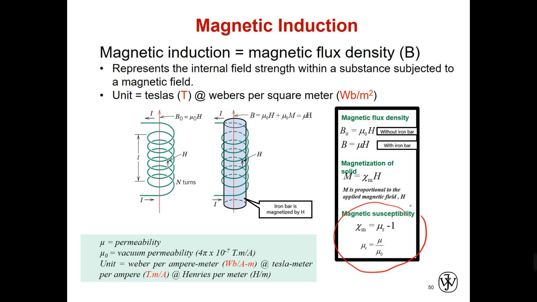We know that mu is permeability, and mu 0 is the vacuum permeability, around 4 pi times 10 to the power of negative 7 Tesla meter per ampere. The unit for permeability will be Weber per ampere meter, or Tesla meter per ampere, or Henrys per meter. Sometimes they use Henrys, H. So we have magnetic induction by solenoid, with the iron bar or without the iron bar, as well as magnetic induction by the magnetized iron bar, and you will get the equation B equals mu H.